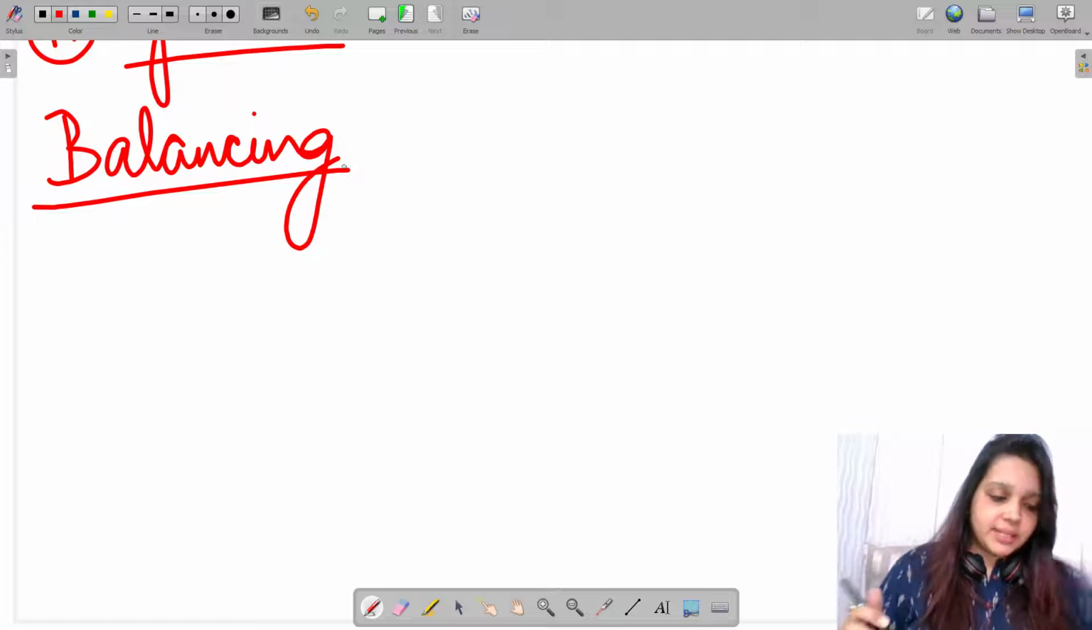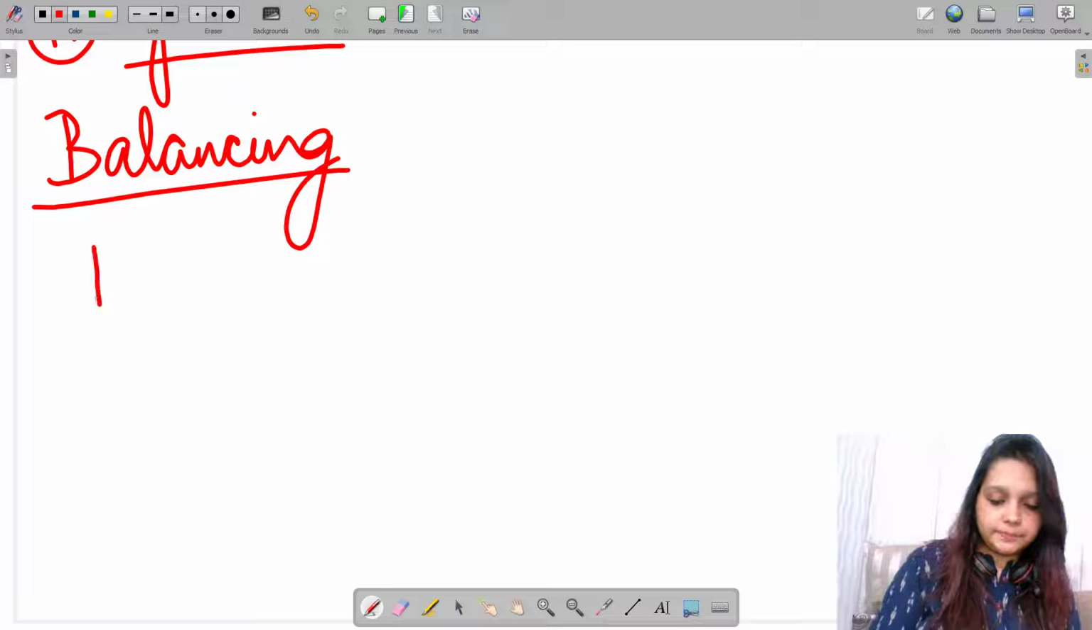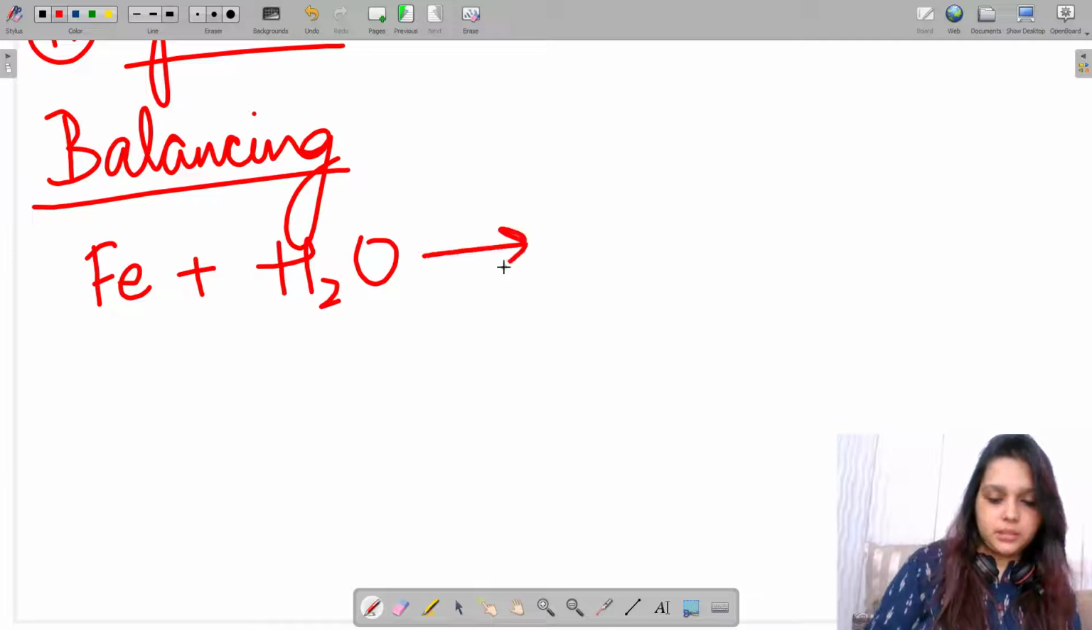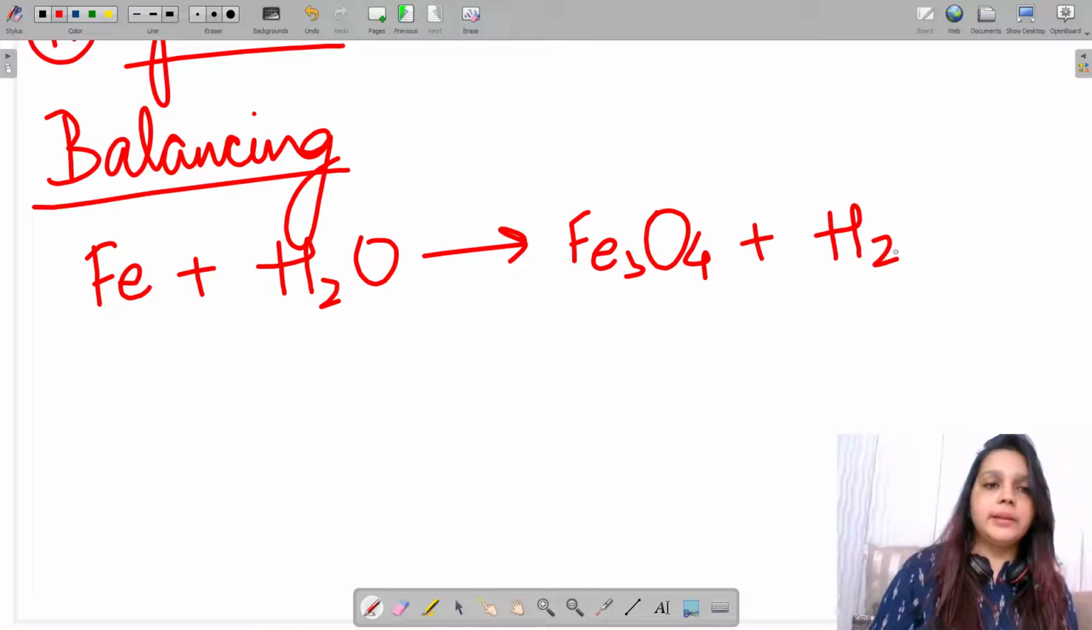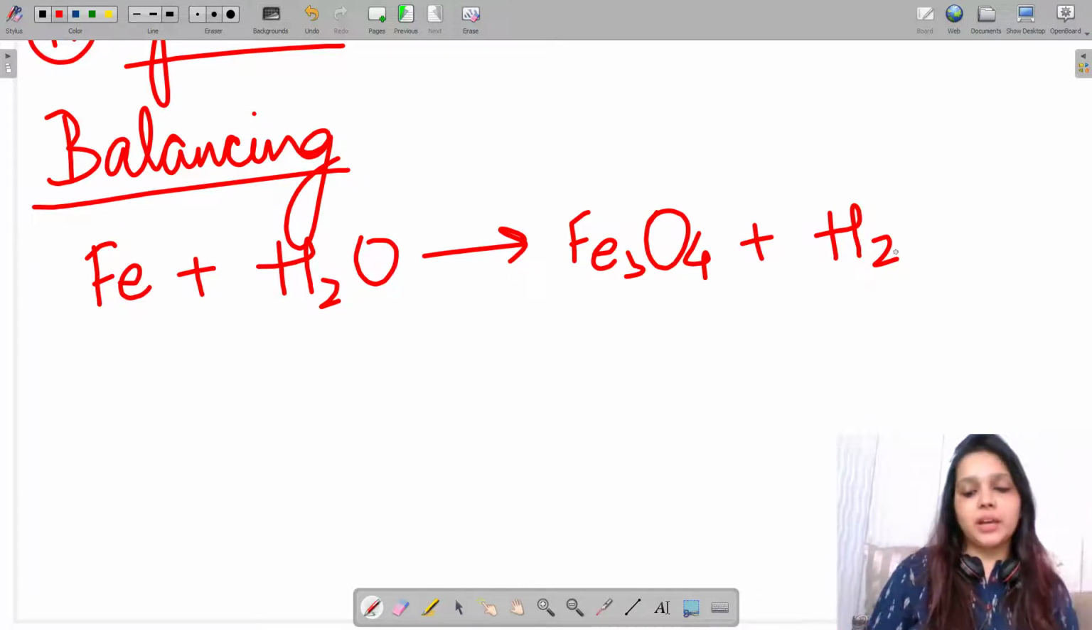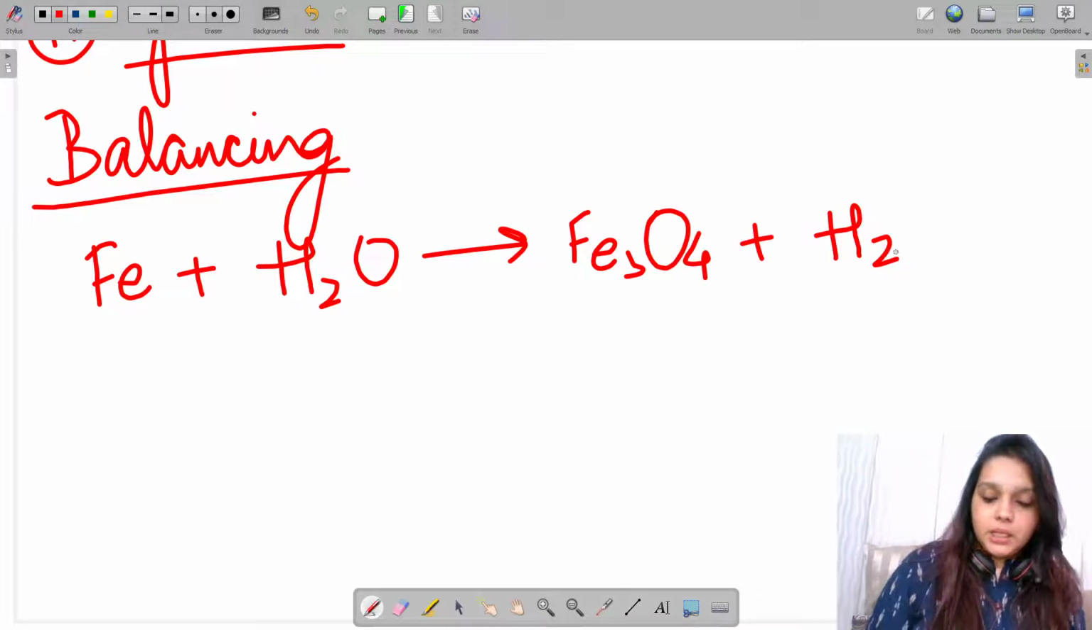So right, balanced chemical equation. So we are going to give an example here. Iron plus water, iron oxide plus H2. ठीक है, this is an unbalanced chemical equation. Okay, but in a symbolic form. We can't balance a word, matlab we can, but then we are not writing it in the word form. So there's a simple method to it.